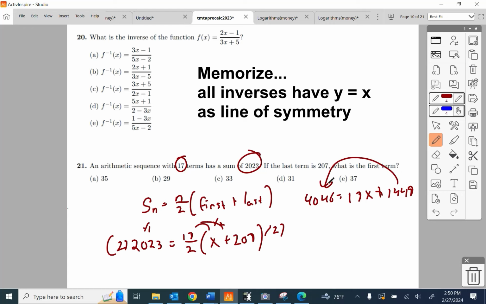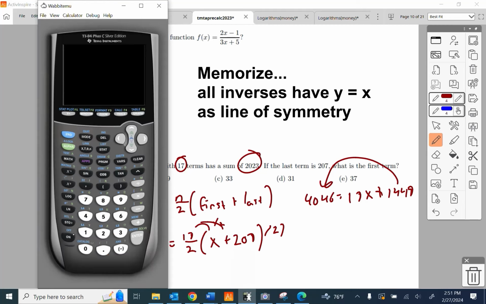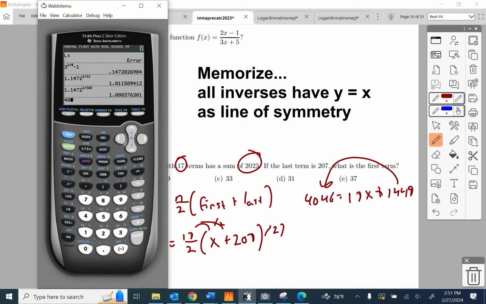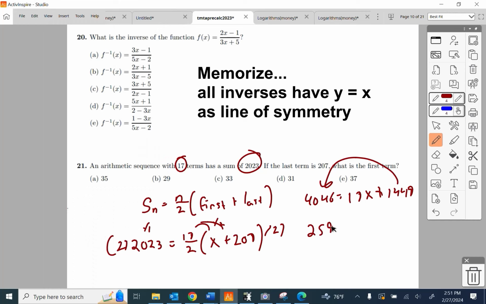I have no idea what I'm going to get here. Probably too tired for this. I want to say 2597. Let's check me. Yeah, I was right. Good. 2597. Now I'm going to divide by 17.